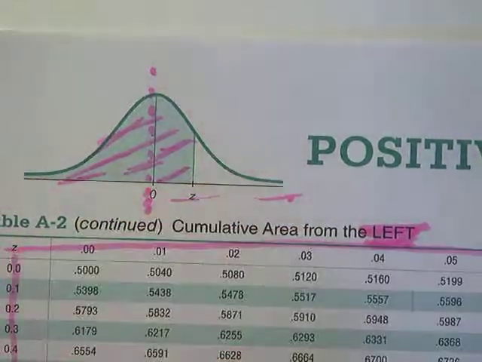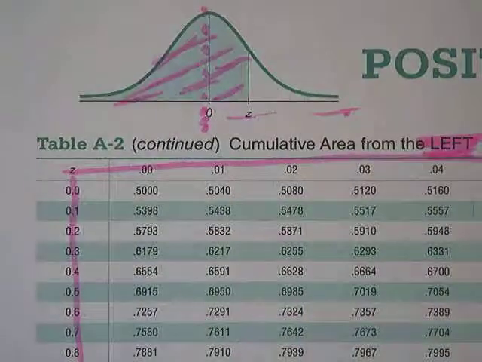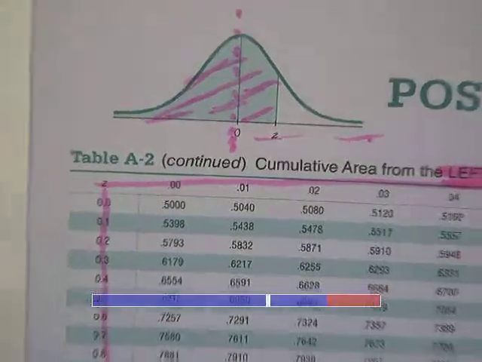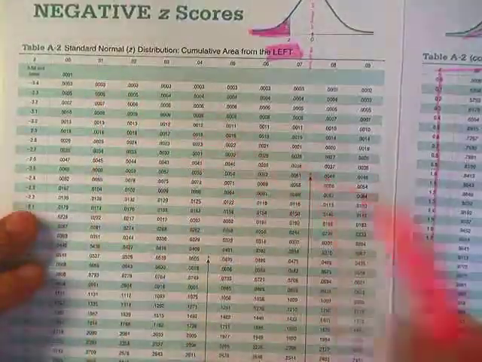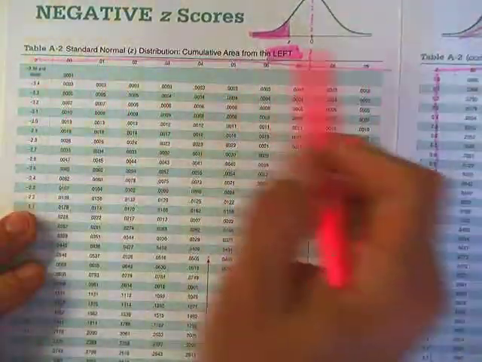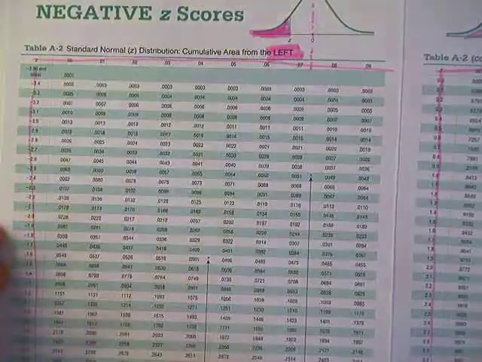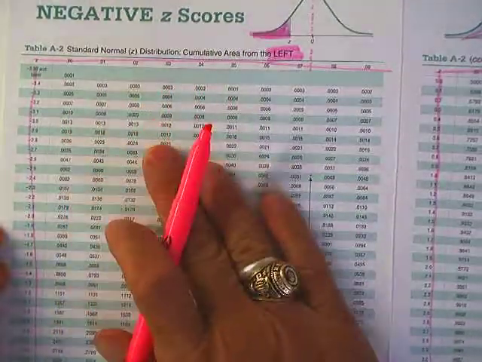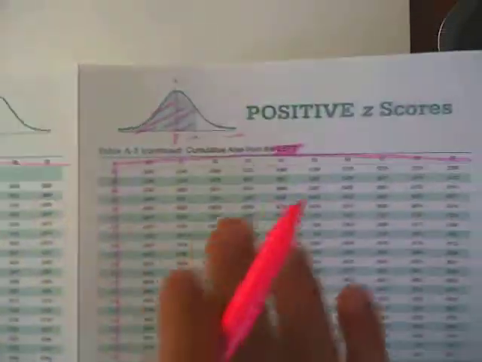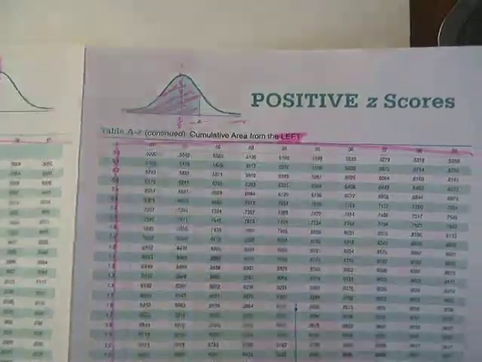Here's our z-scores across the top and down the side. Let me zoom out a little bit. And here's our z-scores across the top and down the side. Everything else is 4 digits, which means probability in the body. So we'll be using those two tables to get our answers in these examples.